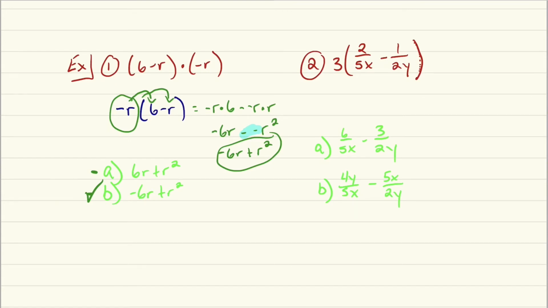Also, I want you to notice how close the two options for answers are. The first one is 6r plus r squared. The second one is negative 6r plus r squared. The options that they give you will be tricky like that, right?